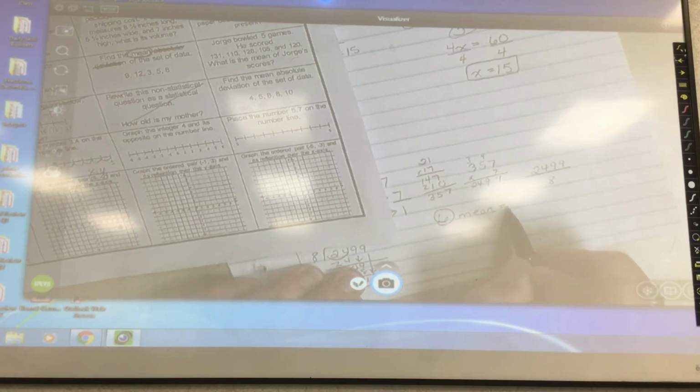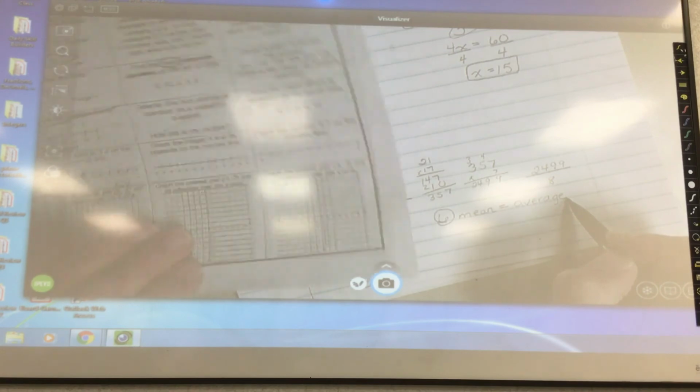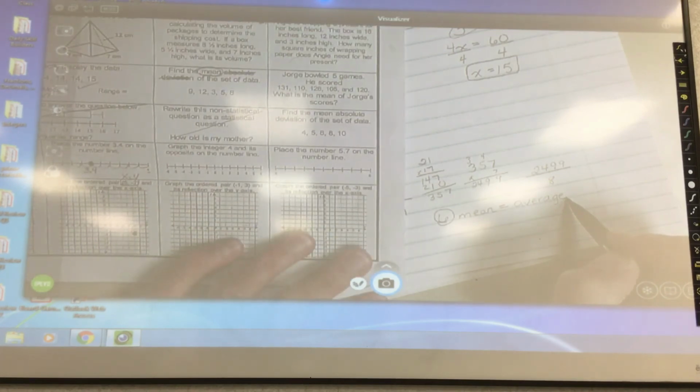And another word for mean is average. How do you find the average? You add all the numbers together and then divide them by the number. Right, add them up. So I'm going to add 9 plus 12 plus 3 plus 5 plus 8, and then I'll divide it by 1, 2, 3, 4, 5.